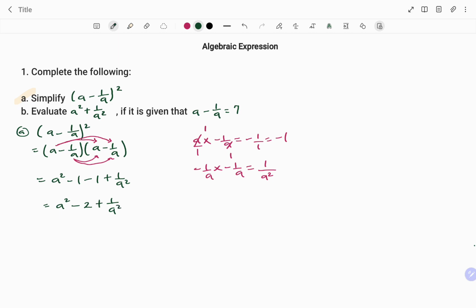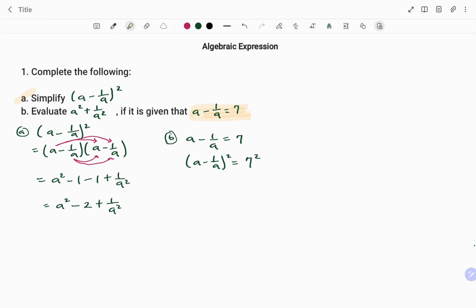For the second part of the question, we have to evaluate a squared plus 1 over a squared if it is given that a minus 1 over a equals 7. So going by what we've been given, we have a minus 1 over a equals 7. If we square both sides, we have a minus 1 over a all squared. Whatever you do on your left, you do on your right.